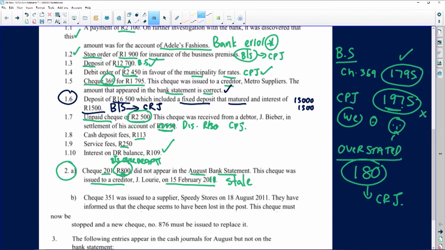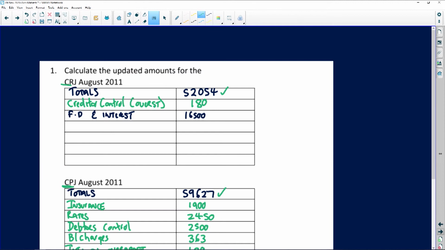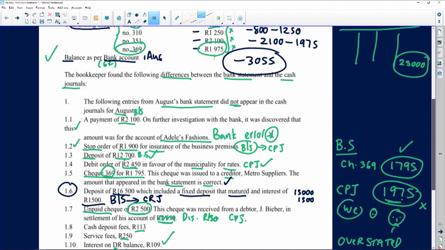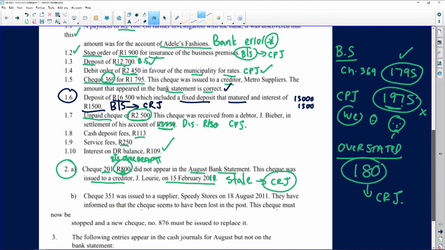And remember, you're going to cancel this check by making an entry in the cash receipts journal, in the CRJ. So that 800 Rand in our CRJ, that is where we're going to now show the 800 Rand that was issued to J. Lurie, a creditor. I think it was a creditor, I'm not too sure. So the details, you're going to fill in, yeah, it was a creditor, so you would fill in creditor's control.